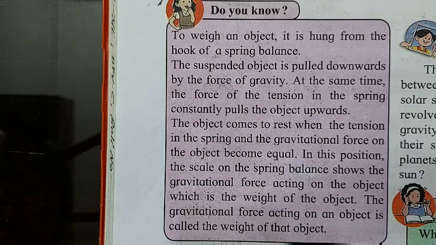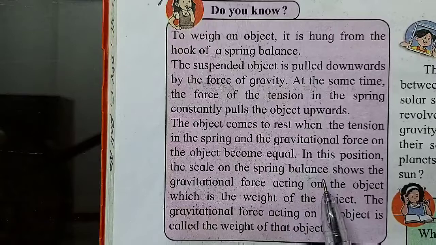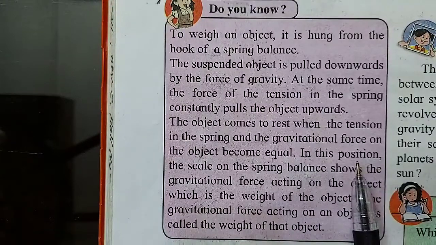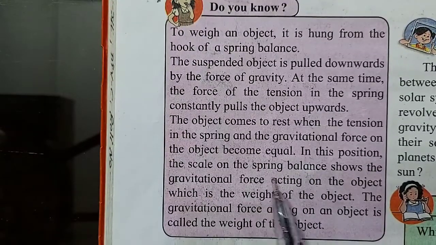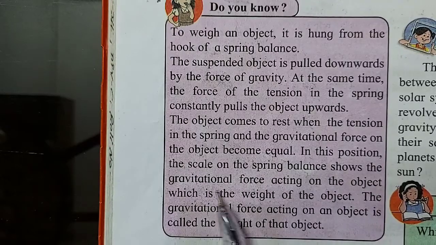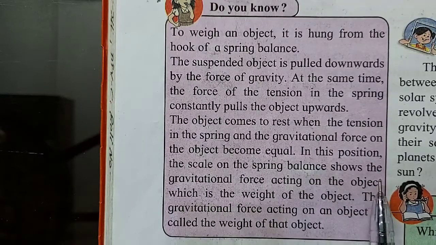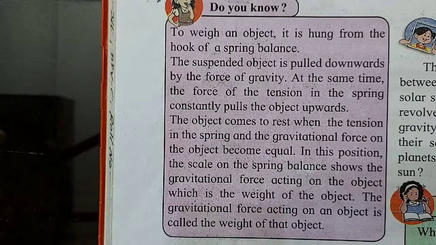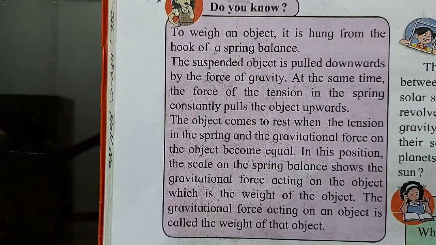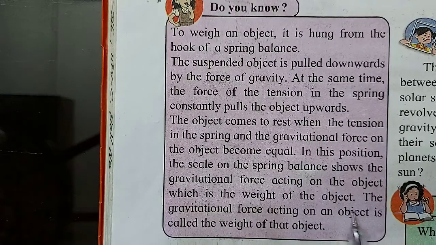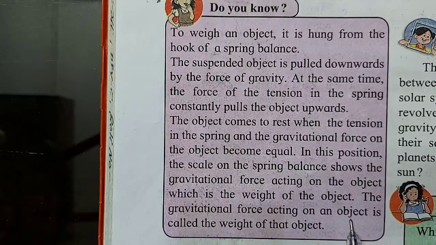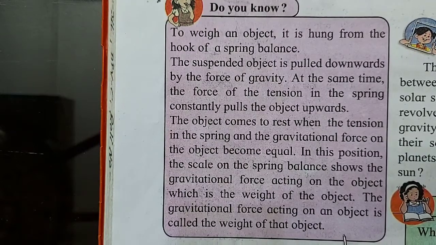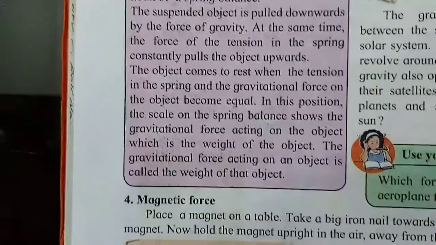When these both forces become equal, at that time you can see the weight on the scale, or you can say in this position the scale on the spring balance shows the gravitational force that is acting on the object. Now this is the weight of the object. Understood? What is the weight? When can you see the exact weight? When both the forces are equal. The gravitational force acting on an object is called the weight of that object. Clear, children? Can we move further?